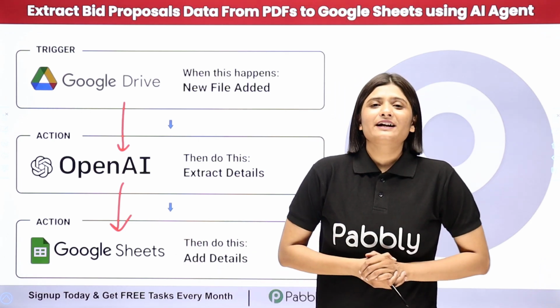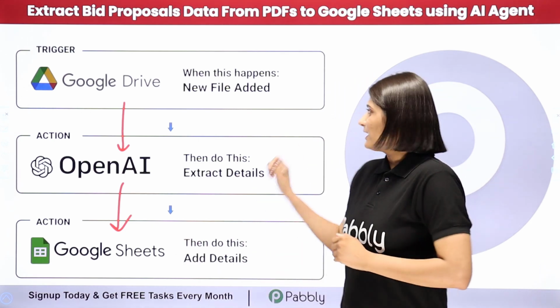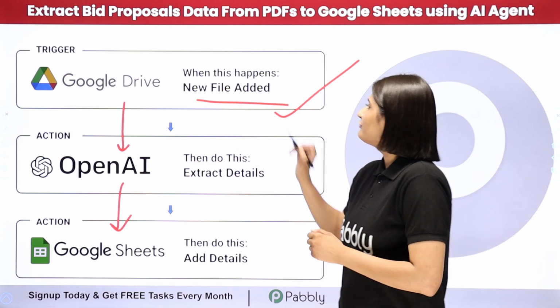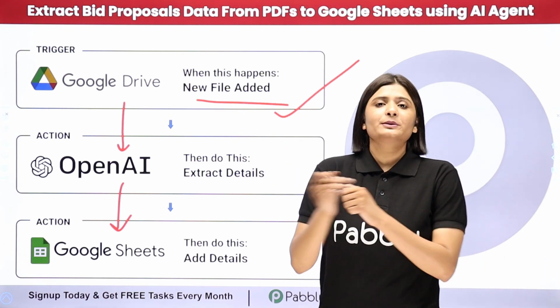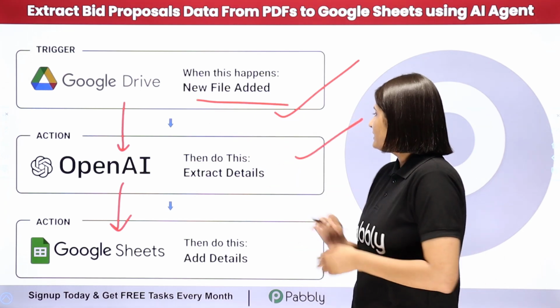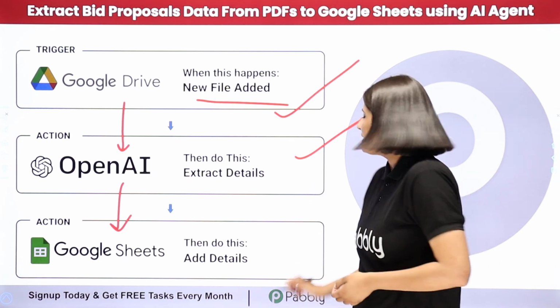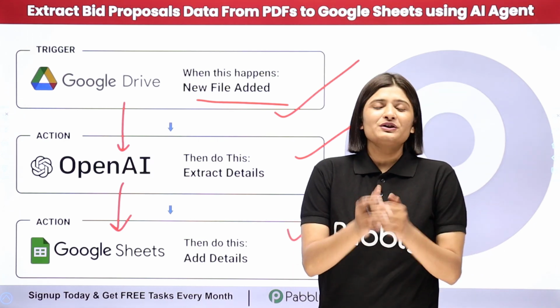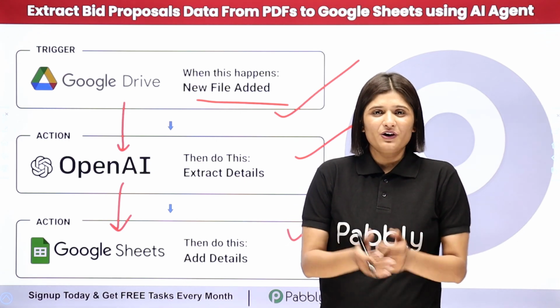With the help of Pabbly Connect, I'm going to build this connection in such a way that whenever I'm going to upload a new file in my Google Drive, the details will be automatically extracted using OpenAI and it will be automatically added to my Google Sheets spreadsheet. Now, if you want to learn the step-by-step process, then let me take you all to my screen.